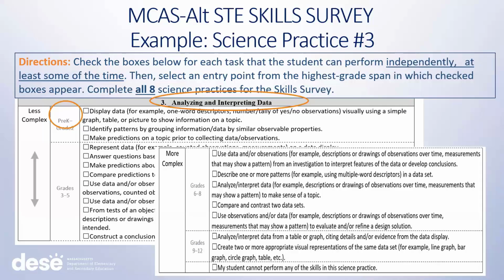And you can see there that there are examples next to the different levels. So for pre-K to 2, the display data, it says, for example, one-word descriptors, number, or tally of yes or no observations, visually using a simple graph or picture to show information on a topic. So how many of our students have been graphing the weather since they were like 5? Think about that. That's the kind of thing we're looking for. So can your student do something like that? Then they are able to display data. Okay.